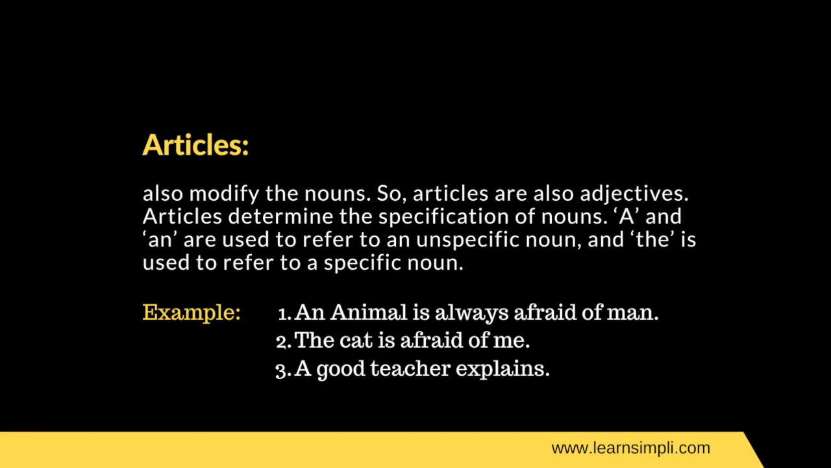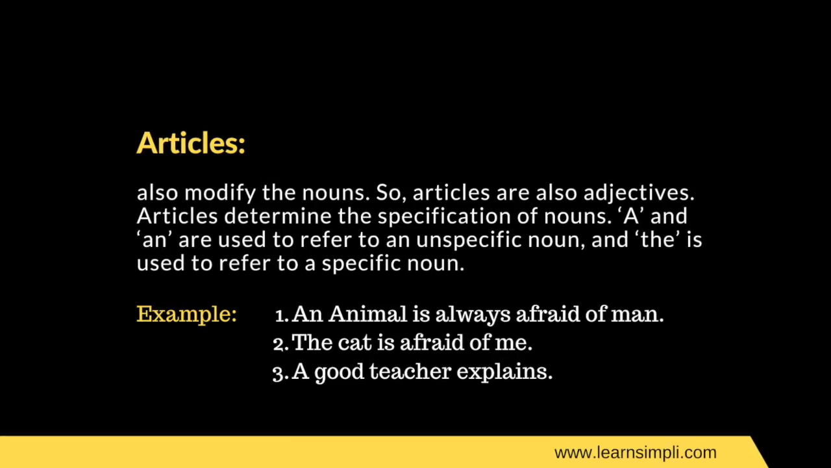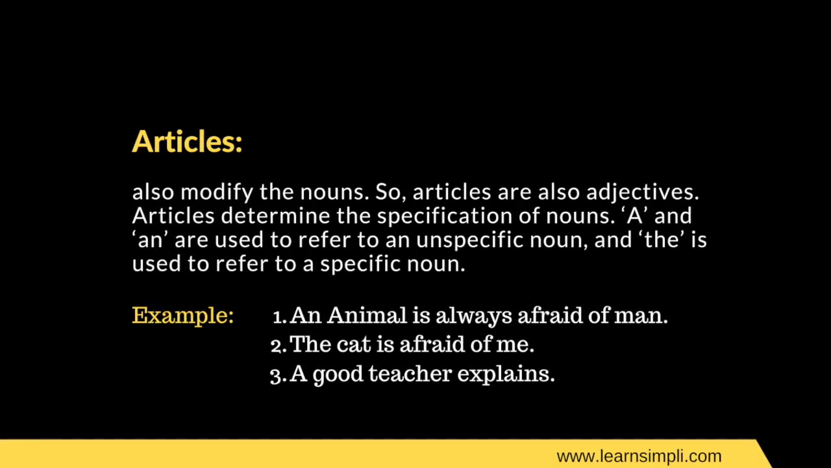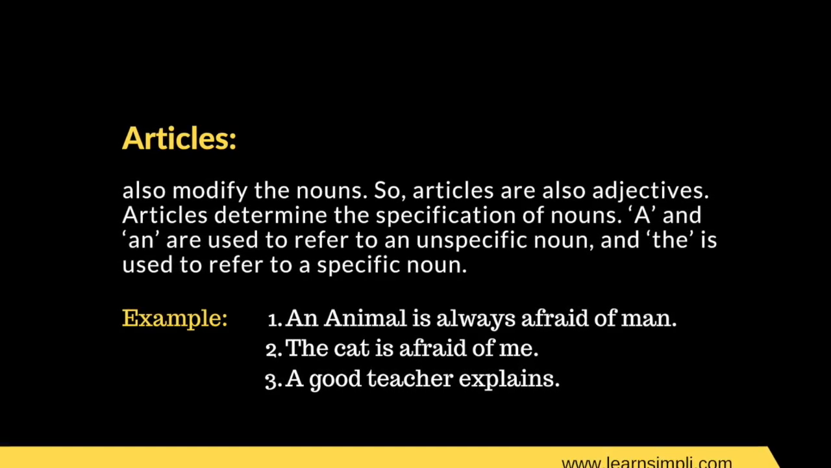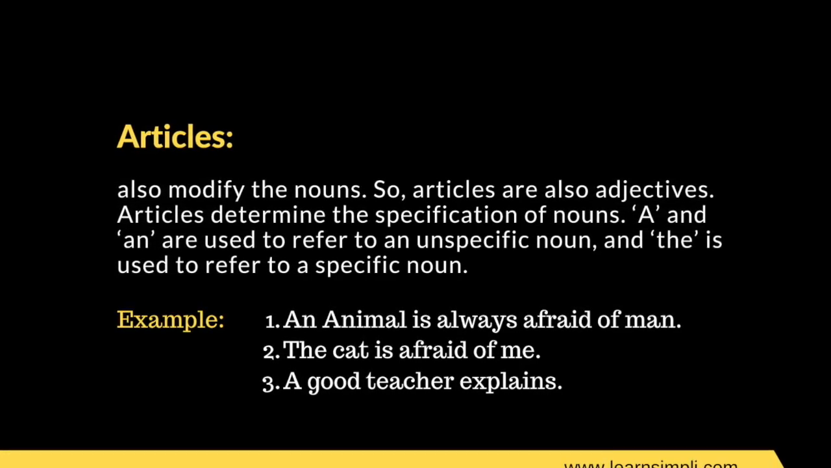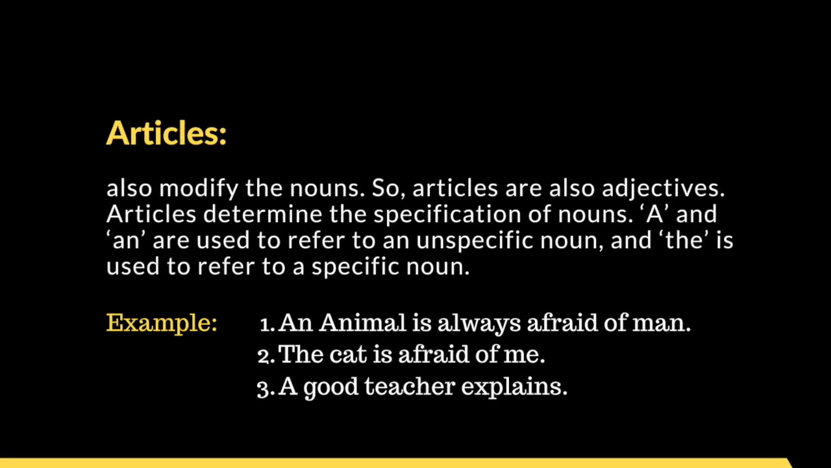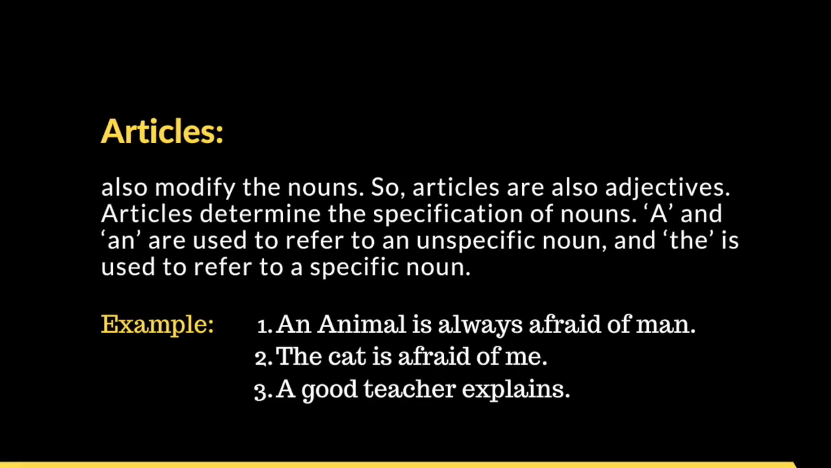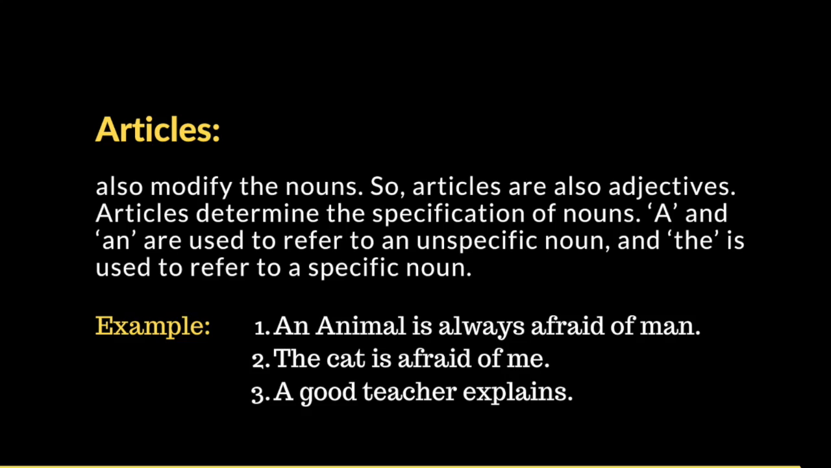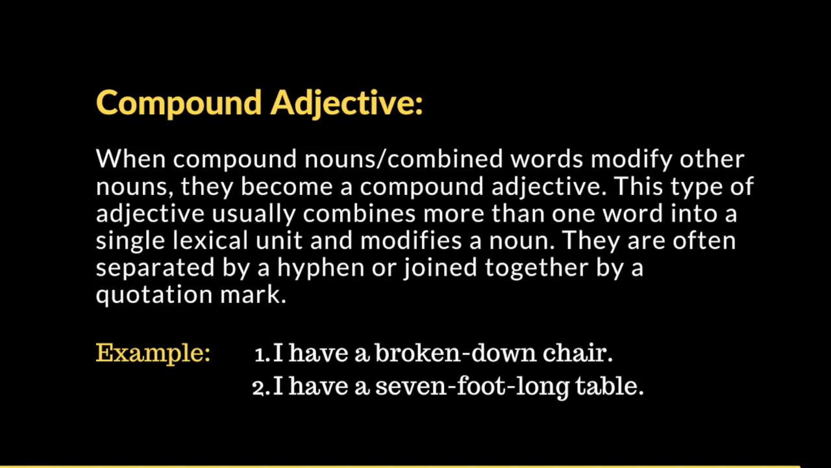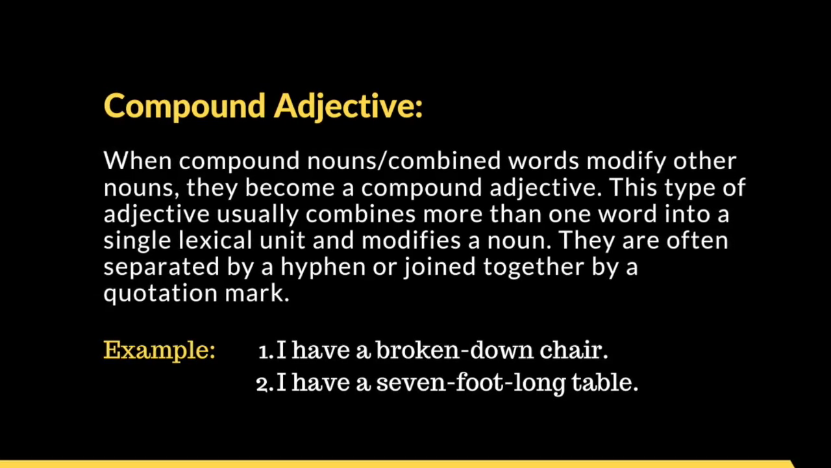Articles also modify the nouns. So, articles are also adjectives. Articles determine the specification of nouns. A and an are used to refer to an unspecific noun, and the is used to refer to a specific noun. Example: an animal is always afraid of man. The cat is afraid of me. A good teacher explains.